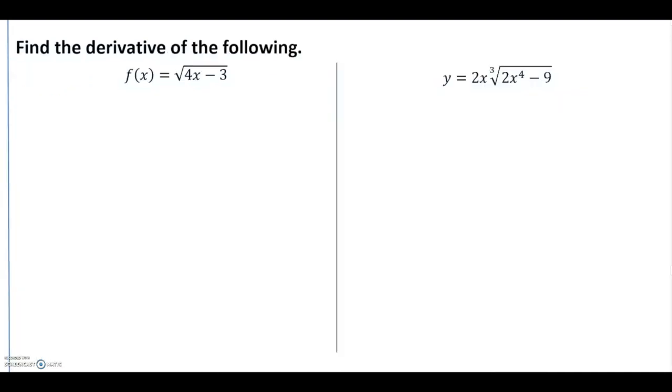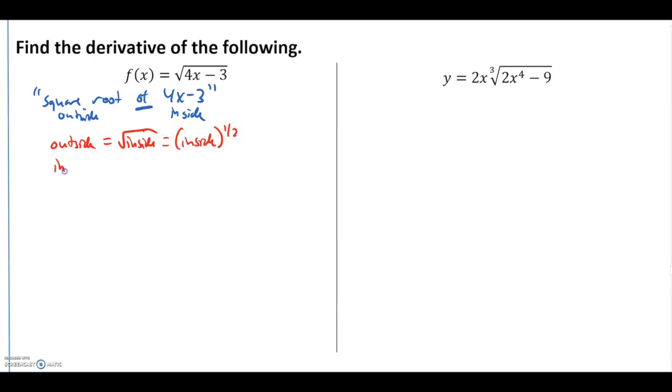Let's try these two functions here. Notice we have f of x equals square root of 4x minus 3. And one thing I like is make sure that you're good at reading all these problems out, because if you are, when you say the words square root of 4x minus 3, saying that of is usually a good sign you're dealing with a composite function, this outside function of the inside function. Now, if you need to be able to keep track of things, keep writing what your functions are. I'm going to write that my outside function equals square root of the inside, or equals inside to the 1/2, and the inside function is 4x minus 3.